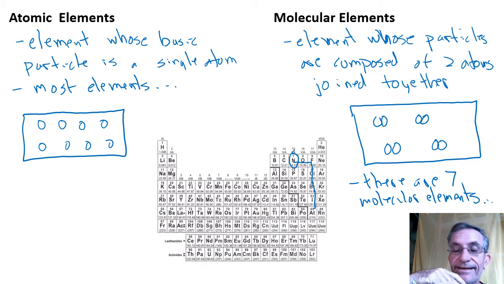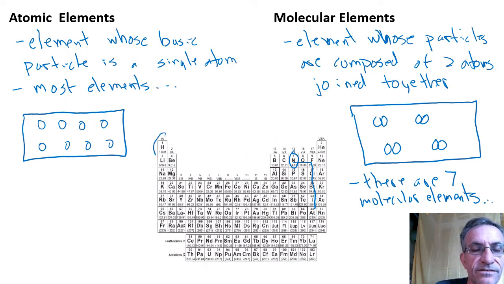So the 7 molecular elements are nitrogen, oxygen, fluorine, chlorine, bromine, and iodine. Now, if you count, that's only actually 6 of them. So there's 1 that isn't part of that little group, and that's actually hydrogen. So hydrogen is also a molecular element.